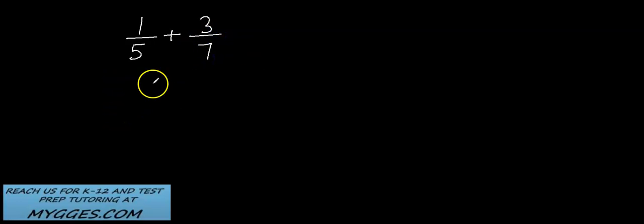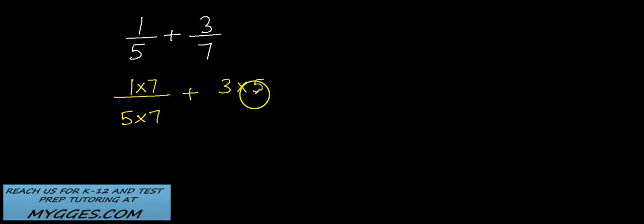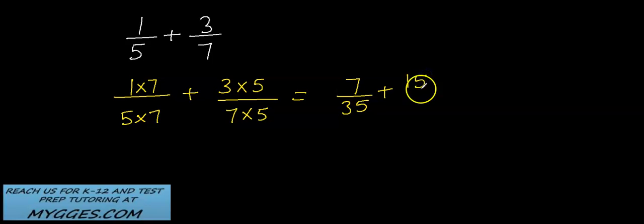So let's try another example. Say we have the fractions 1/5 plus 3/7. Let's follow the cross multiplication or bow tie method. So we multiply the first fraction by the denominator of the second fraction and the second fraction by the denominator of the first fraction. So that would be equal to 7 over 35 and 15 over 35. And that would be equal to 22 over 35.